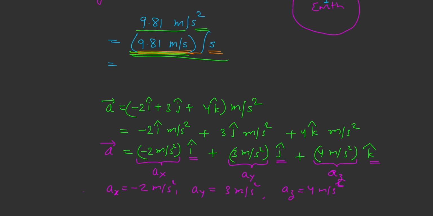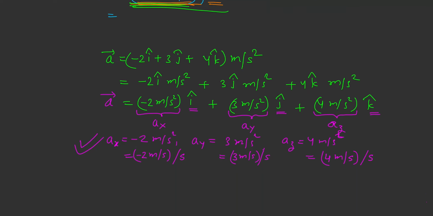So it means that the x component of acceleration means the velocity of the object in the x direction is changing by minus 2 meter per second every second. So again, minus 2 meter per second square can be written as minus 2 meter per second every second, meaning in the x direction the velocity of the object is changing by minus 2 meter per second every second. Similarly, in the y direction the velocity will be changing by 3 meter per second every second, and similarly in the z direction the velocity of the object would be changing by 4 meter per second every second, right? So let's take an example.